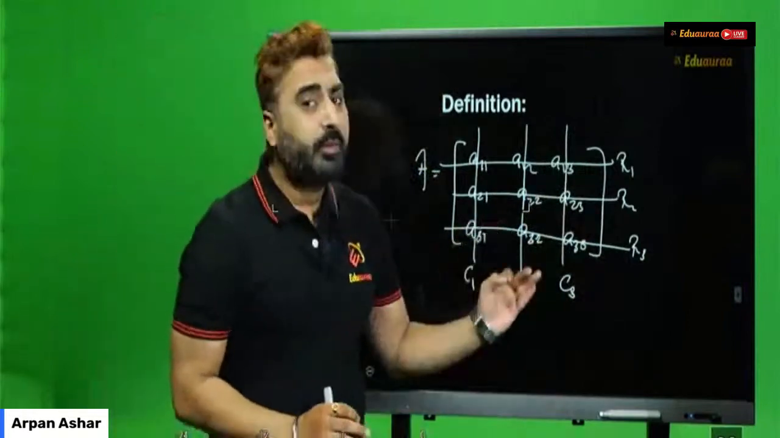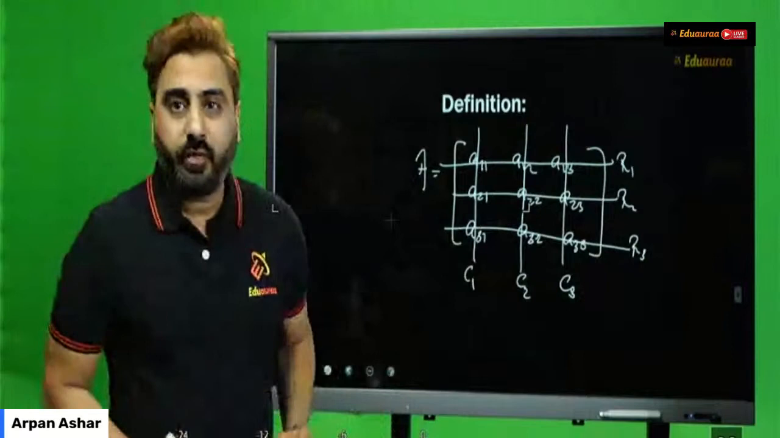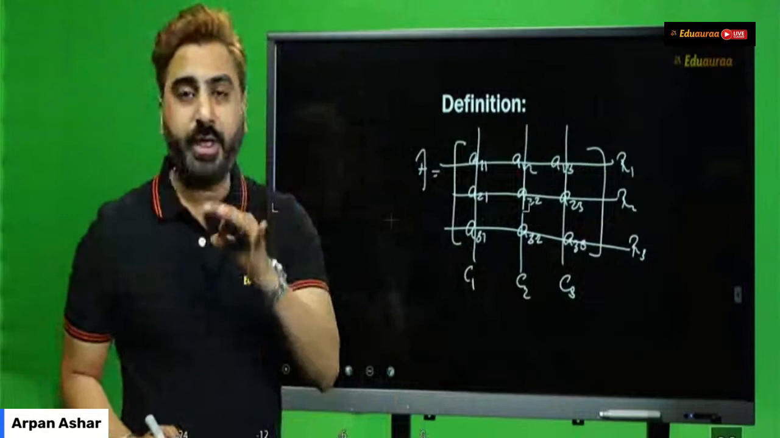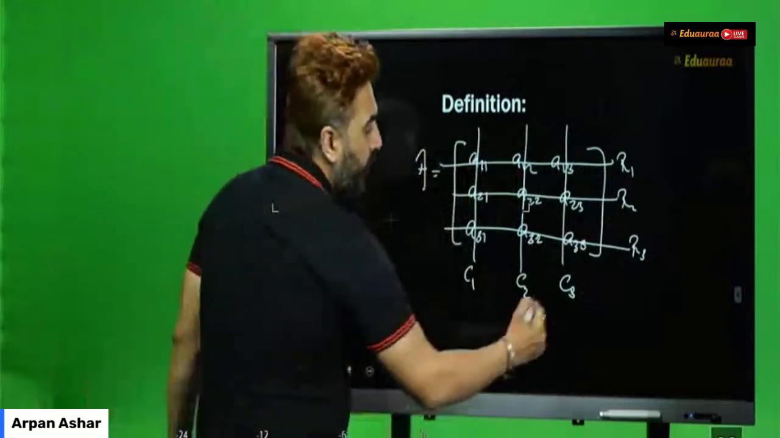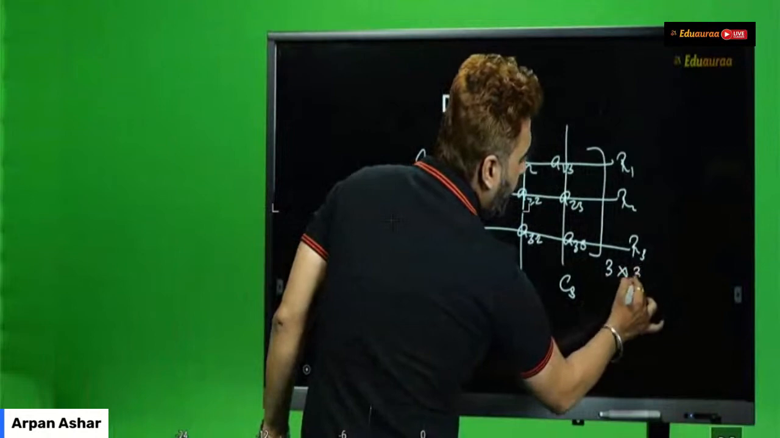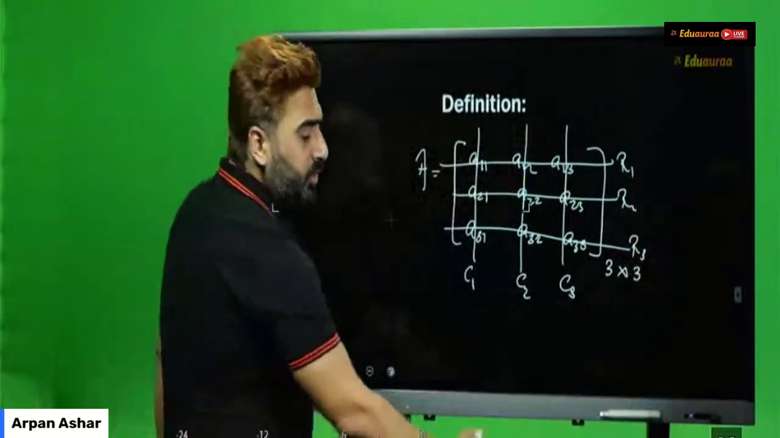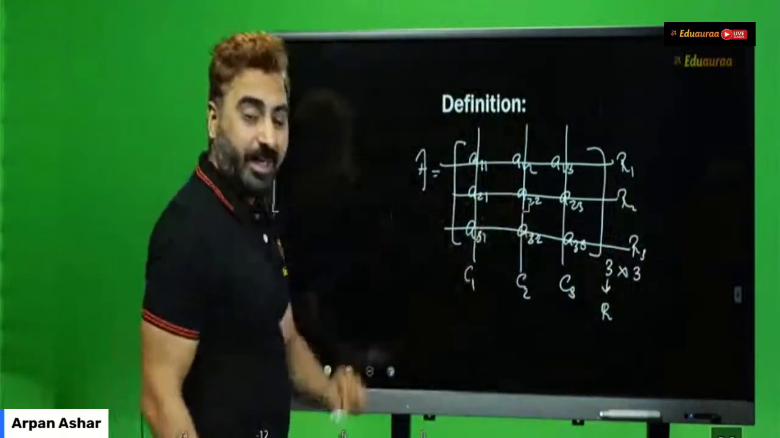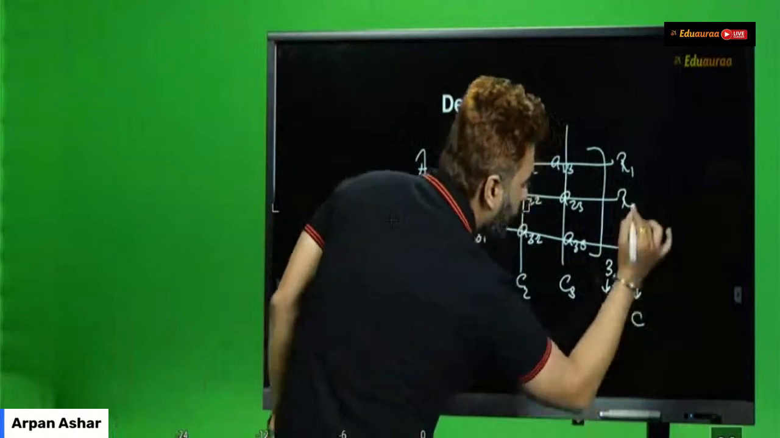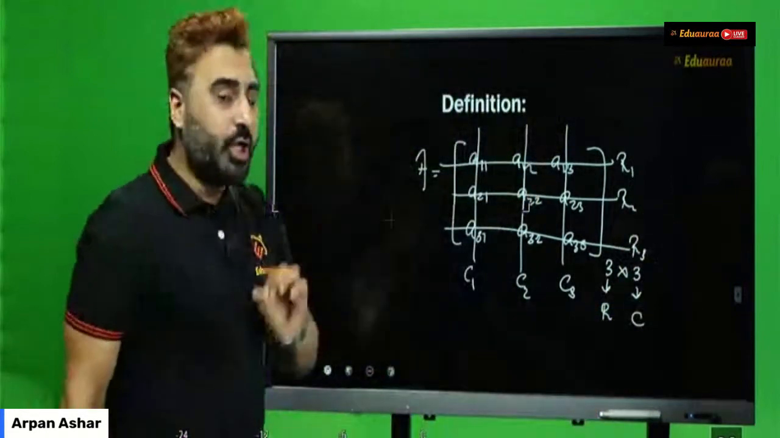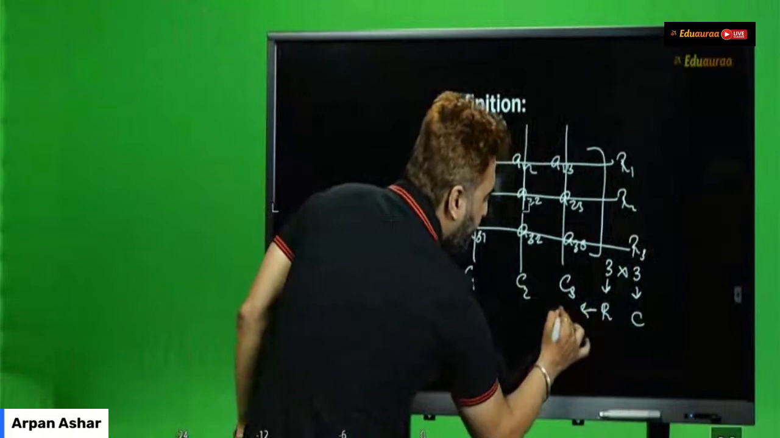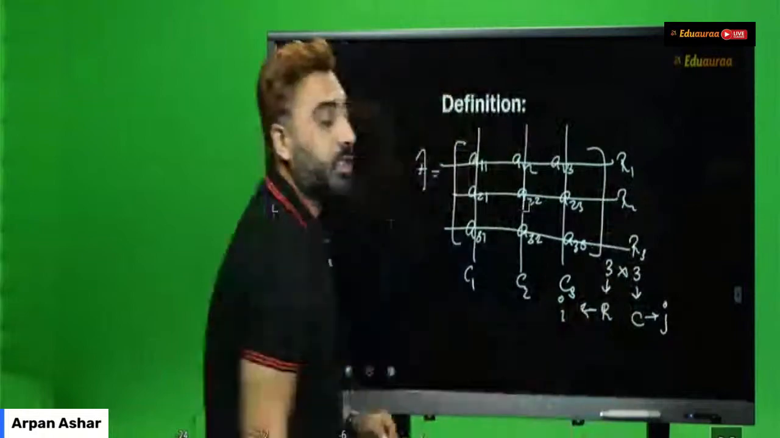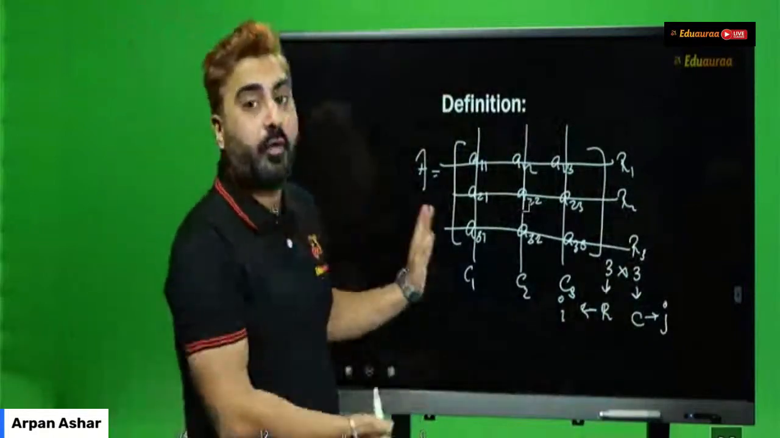Now students, there is something called the order of a matrix. What is this order of a matrix? How many rows can you see? 3. How many columns can you see? 3. So the order of this matrix will be 3 by 3. The first 3 represents your rows, and the second 3 represents your columns. In general, rows are represented with i and columns are represented with j. So this is a general form of a matrix.